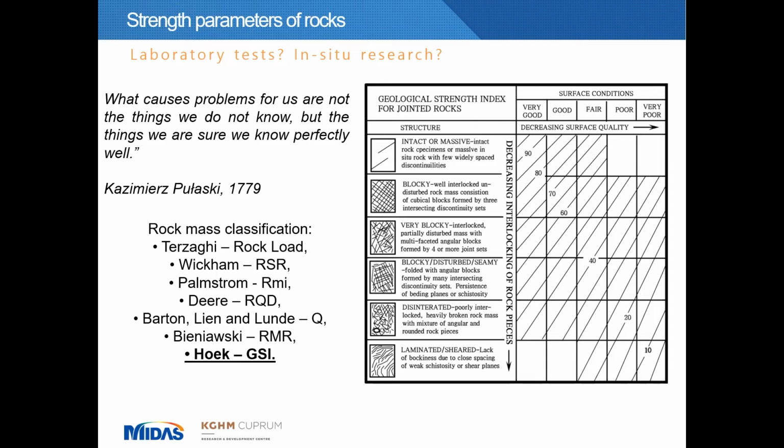However, in the case of geomechanical analysis, it is better to slightly underestimate the strength parameters of rock than overestimate them. Therefore, when preparing data for numerical models, we use so-called rock mass classifications. And there are, of course, several types of rock mass classification. But I believe that the rock mass classification proposed by Hoek, I mean the GSI classification, is one of the most popular and probably most accurate ones. So this is the one which we use during our modeling.